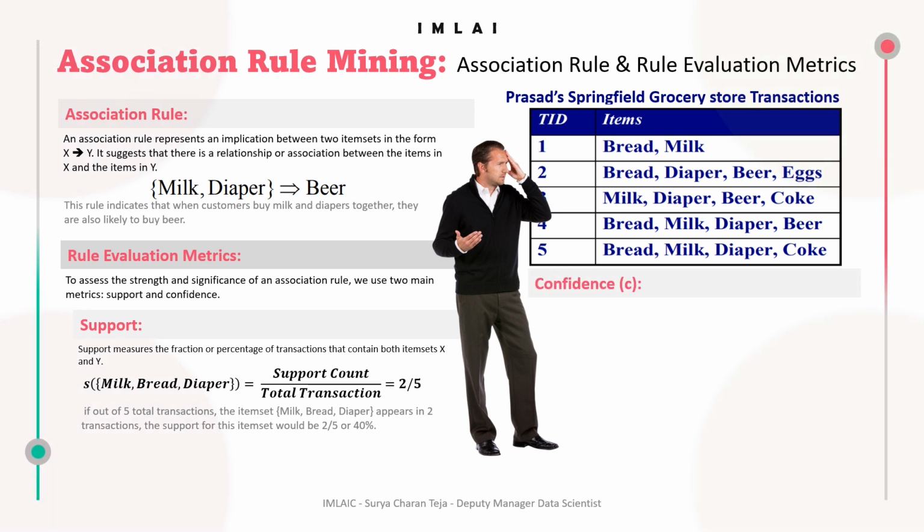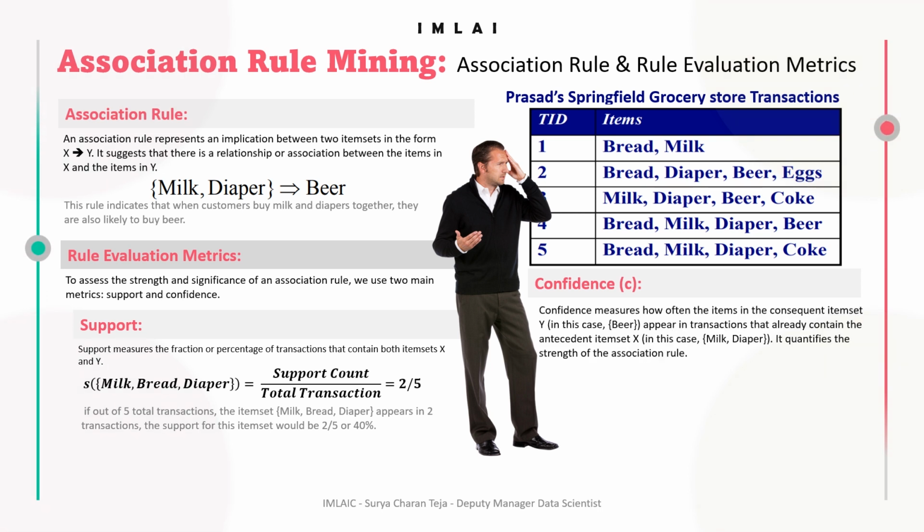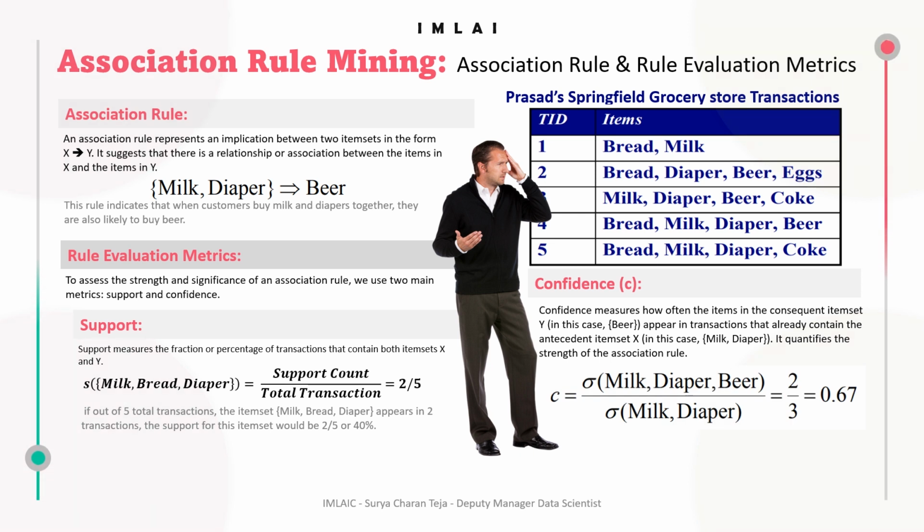Confidence. So confidence measures how often the items in the consequent item set Y appear in transactions that already contain the antecedent item set X. In this example, it's milk and diaper. So it quantifies the strength of the association rule.